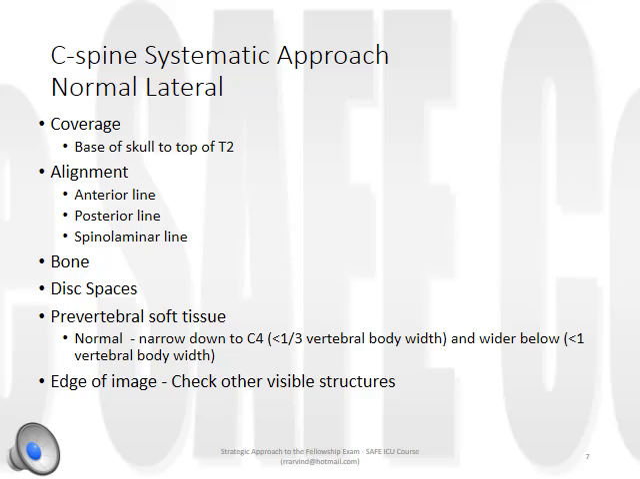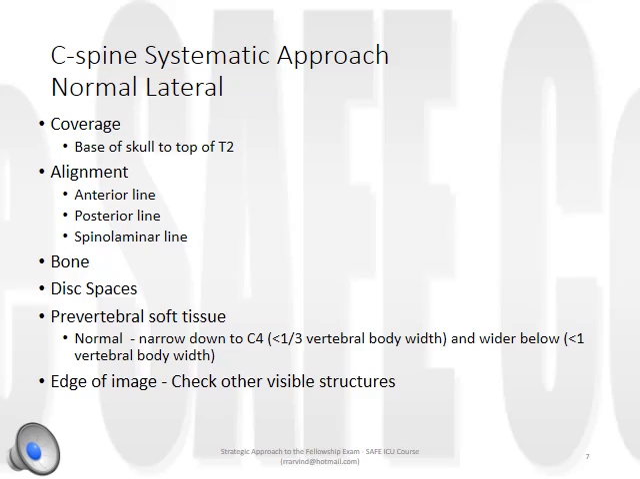Alignment. We'll check the anterior line, the line of the anterior longitudinal ligament, the posterior line, the line of the posterior longitudinal ligament, and the spinolaminar line, which is the line formed by the anterior edge of the spinous processes and extends from the inner edge of the skull. You won't see the spinal cord on an X-ray. It lies between the posterior and spinolaminar lines.